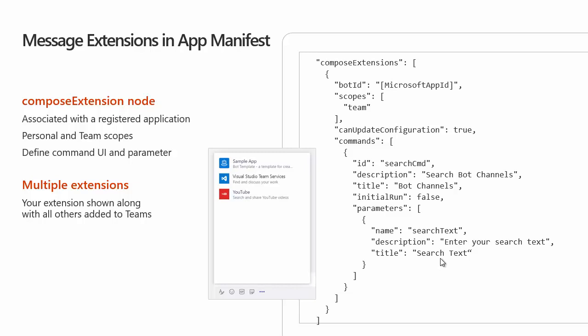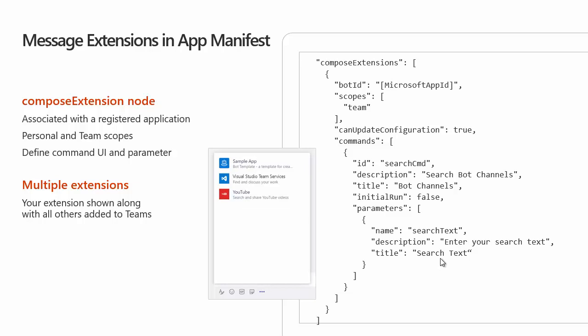Each command has an ID. So in the example here, the ID is search command, and that search command will then be sent back to my bot. This is a search command. The title and description are displayed to the end user. Initial run controls what happens when the user first clicks on the icon to open the messaging extension. Do you want it to immediately run something, or do you want it to wait until the user fills out some information? And you can choose how you want that to work.